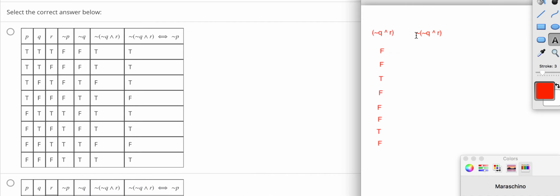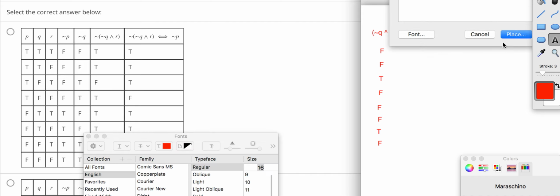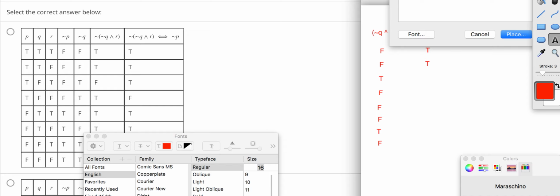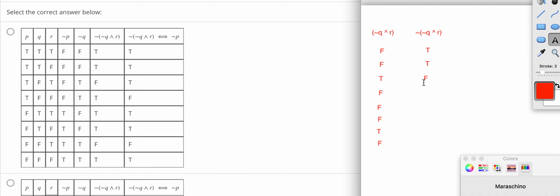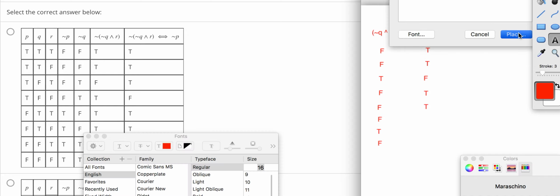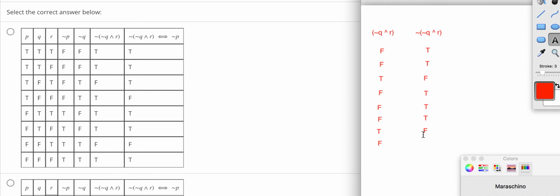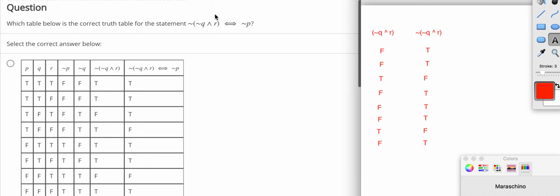Okay, this row will be easy to fill out. You just do the opposite. If it's false on that side, it's true on this side. So we got true, true, false, true, true, true, false, and then true. Okay, so we filled out this side of the statement.